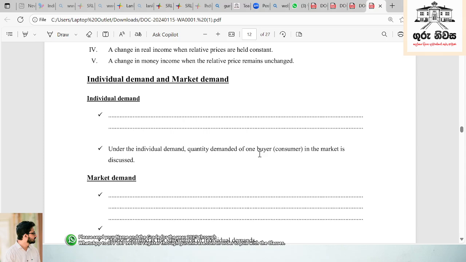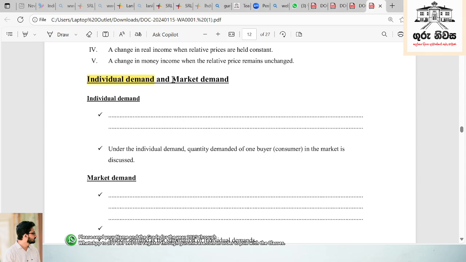Individual demand and market demand. This is a very simple concept, it's not much difficult. Individual demand focuses on the demand of one consumer at different market prices. It means the number of units that one consumer, one buyer, is willing and able to buy at different market prices. Market demand is the sum of all individual demands.